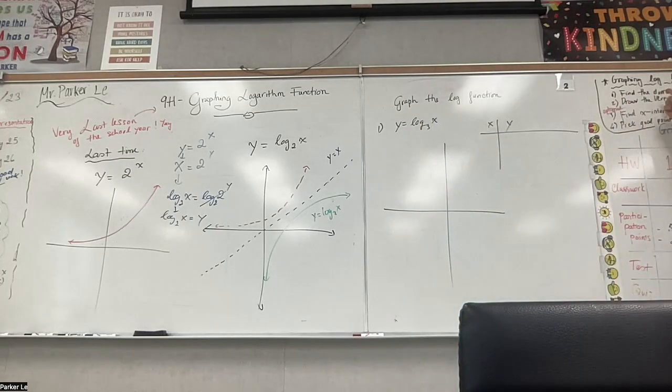I already wrote down the step by step for you. You can write down first. Find the domain. You're going to let inside a log larger than 0. Next step is draw the vertical.